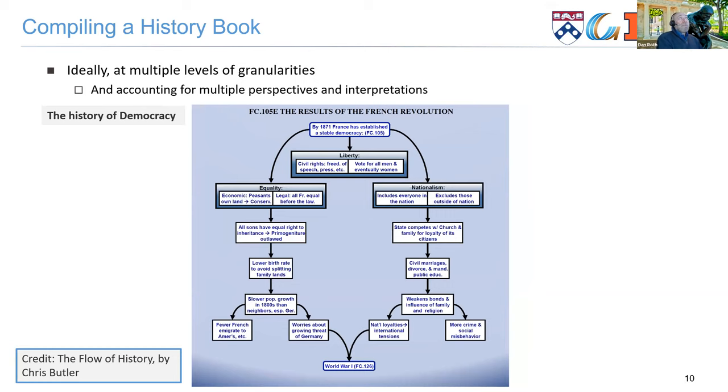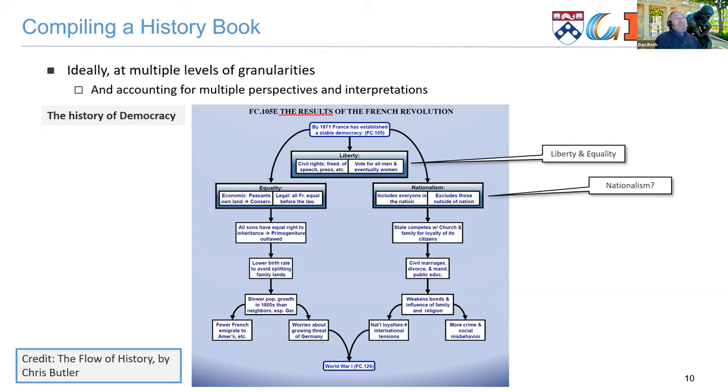And again, you can think about multiple results. Liberty and equality, certainly one of the outcomes that for sure in retrospect we can attribute to the French Revolution, but we can also think about nationalism as one cause. And again, you can see that when we think about events, quite often, even though the facts, or in most cases, are there, interpretations or labeling might vary.